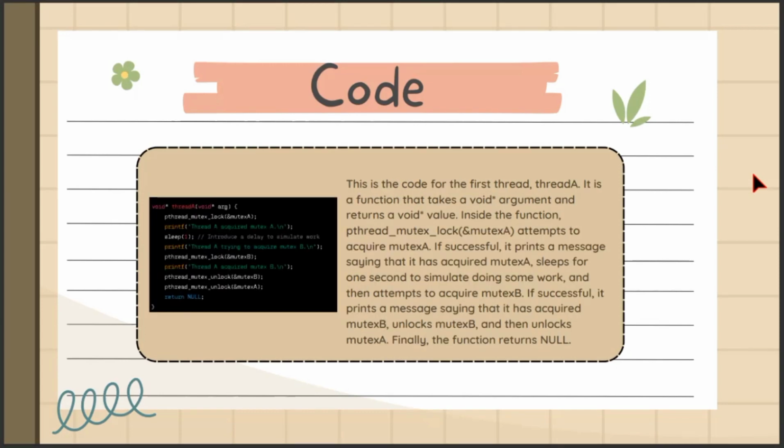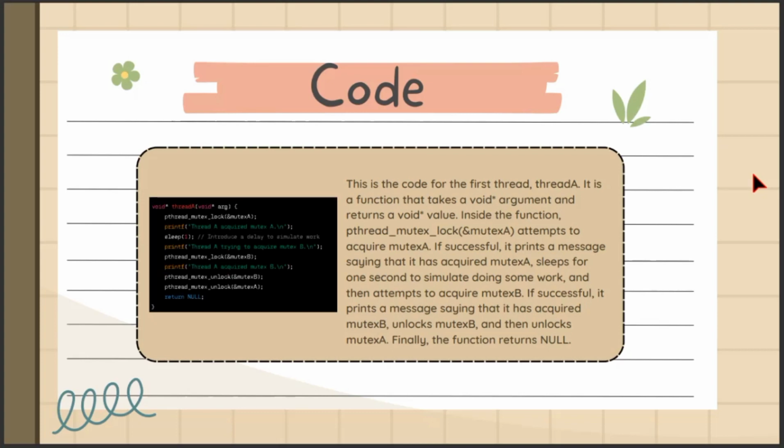So next we have the void function. This is the code for the first thread, thread A. It is a function that takes a void argument and returns a void value. Inside the function, we have pthread_mutex_lock, and in its parameters is mutex A, and it attempts to acquire mutex A.